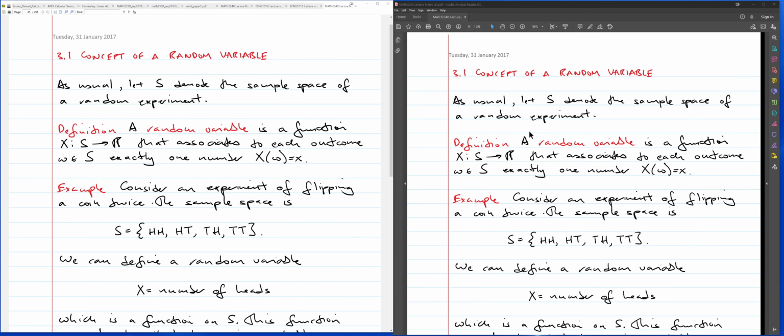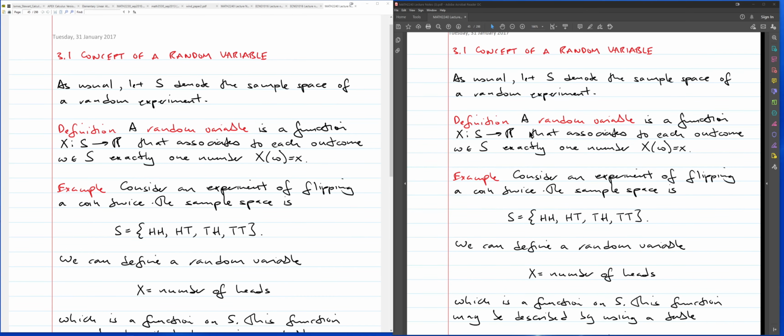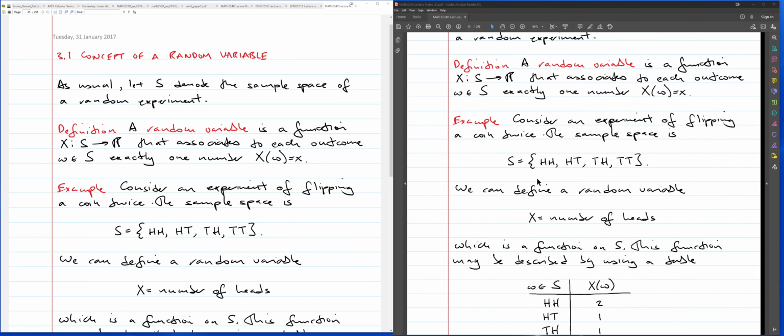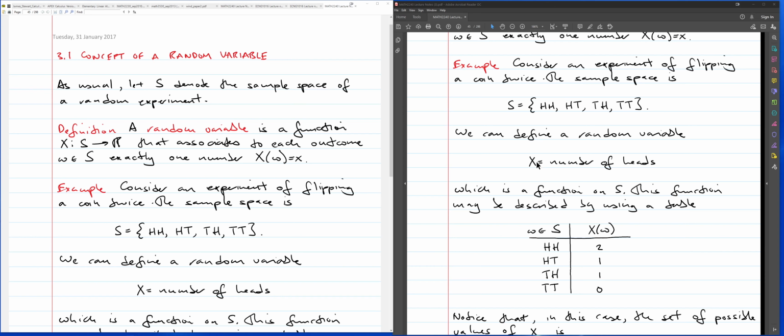Talk about what a random variable is. Before I get into a formal definition, let's consider this basic example here. I have an experiment where I flip a coin twice. So the sample space, which would be the set of possible outcomes, would be two heads, head-tail, tail-head, and two tails.